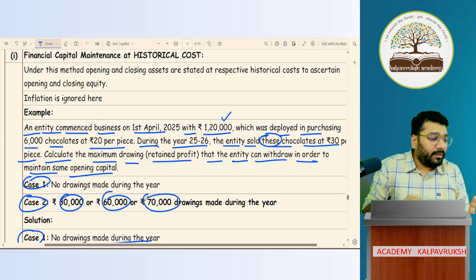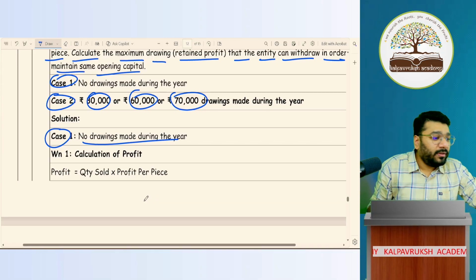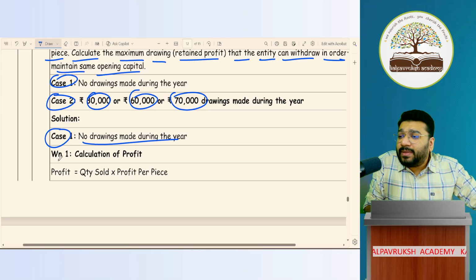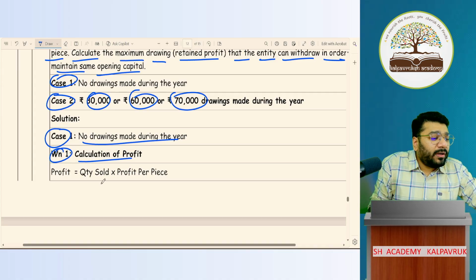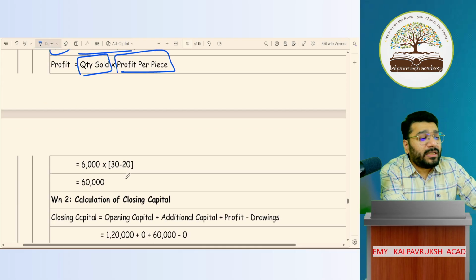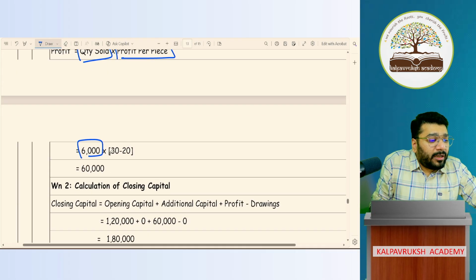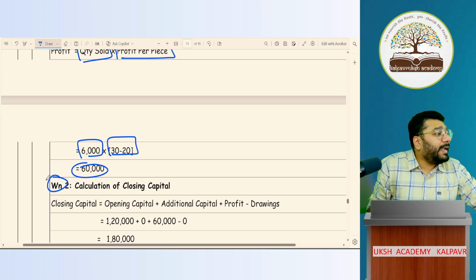Okay. Before that, I'll show the solution that I've done for case 1. In case 1, the first step that I've calculated is working note number 1, calculation of profit. How to calculate the profit? Whatever quantity is sold, multiplied by profit per piece. How many quantities have we sold? 6,000. Profit per piece is 10 rupees. 60,000 is profit.